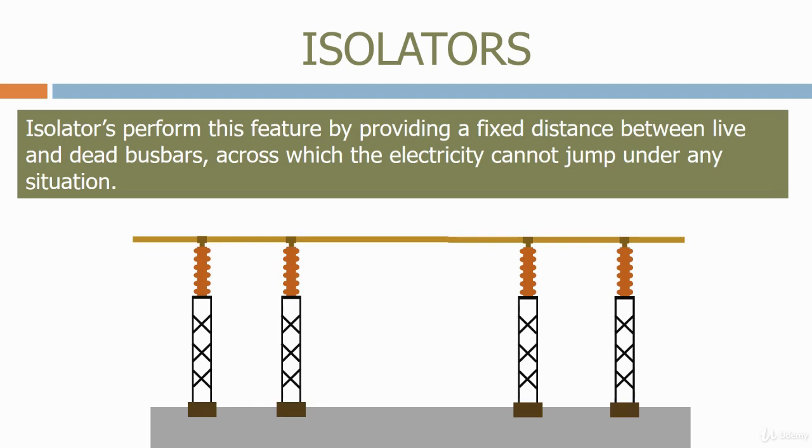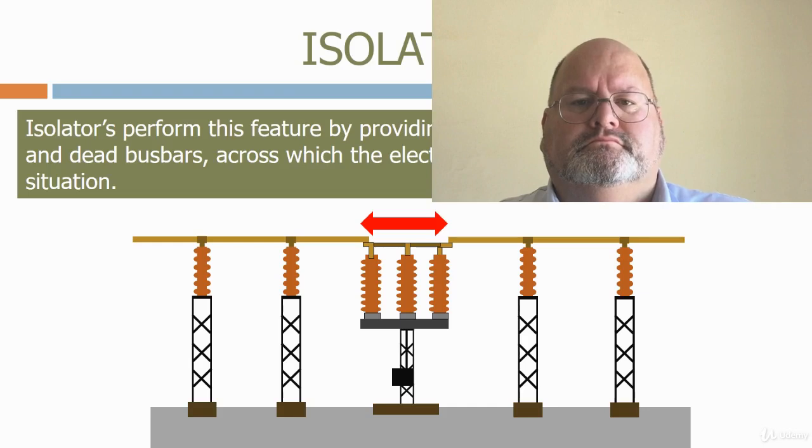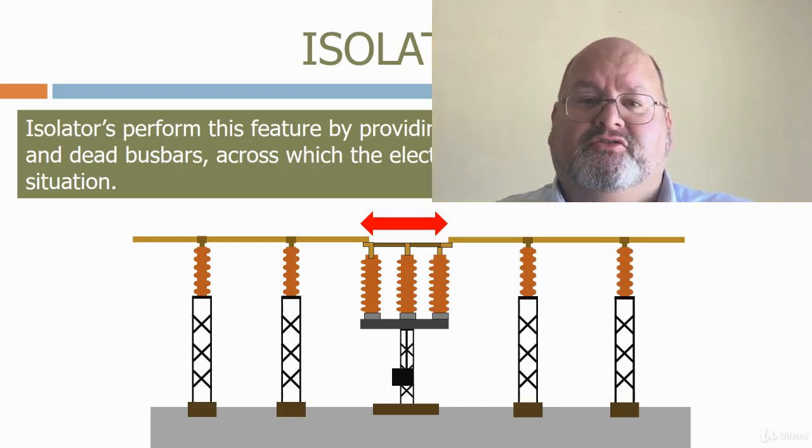Here's a typical bus bar supported by post insulators. To provide physical isolation, we remove a section of the bus bar and insert an isolator in its place. The position of isolators is decided when the single line diagram of the substation is finalized.